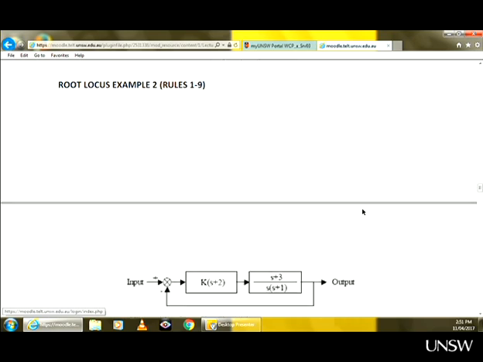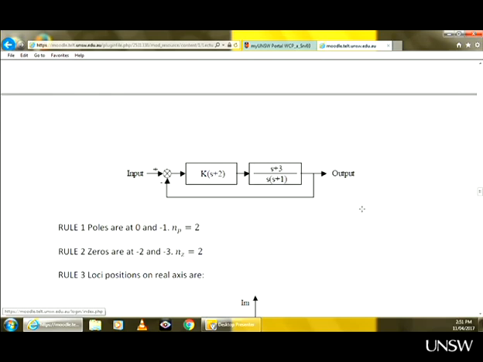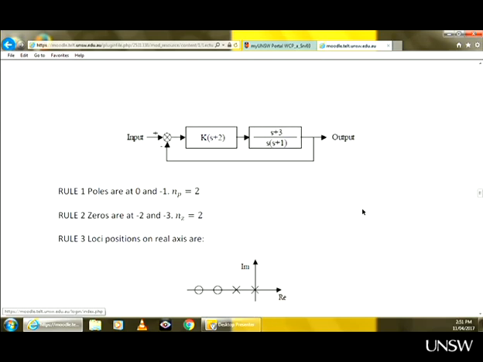Okay, so here is our system. The open loop transfer function has two parts, k(s plus 2) and (s plus 3) over (s plus 1). So the open loop transfer function is simply equal to the product of these two.